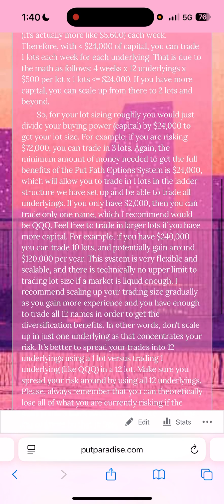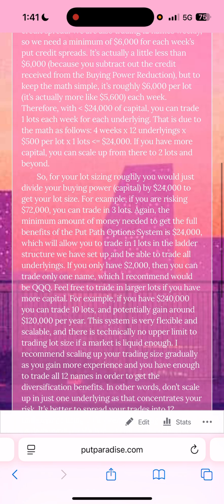So let's look at the bigger picture. When you're talking about 12 underlyings and $500 in buying power reduction per trade, the math works out like this. You need $6,000 per week. That's actually a little bit more like 5,600 because the credit that you get back does not come out of your buying power reduction.